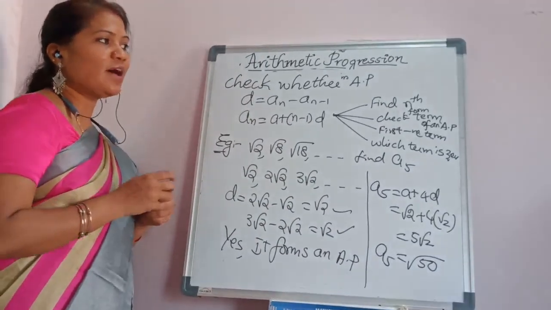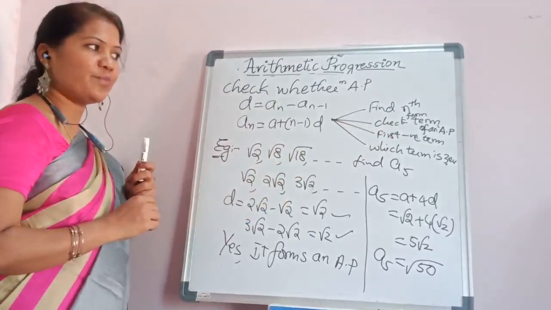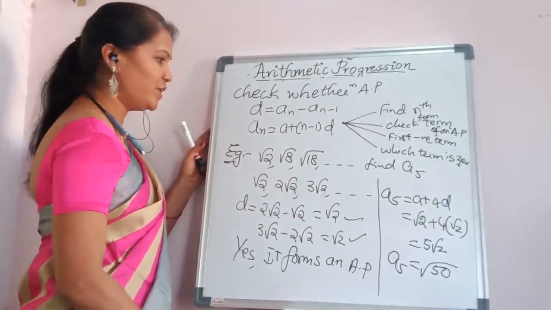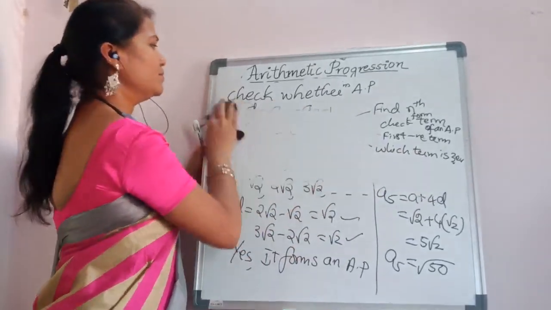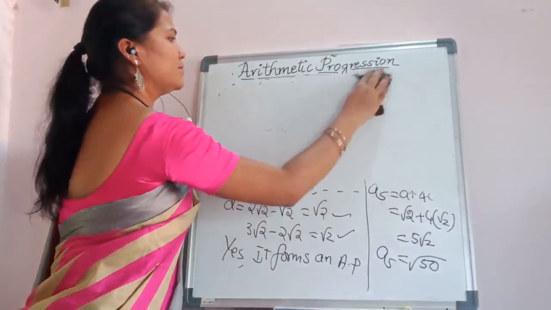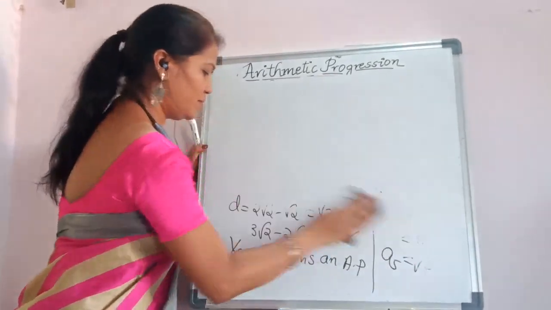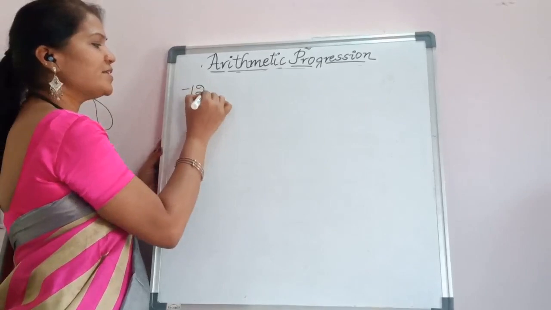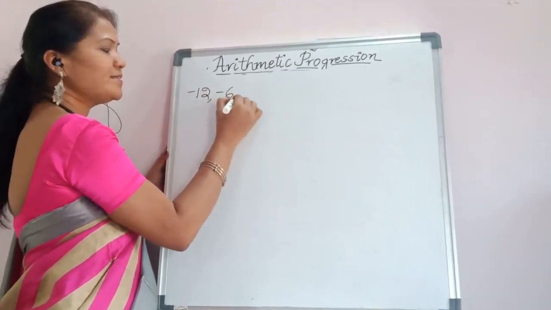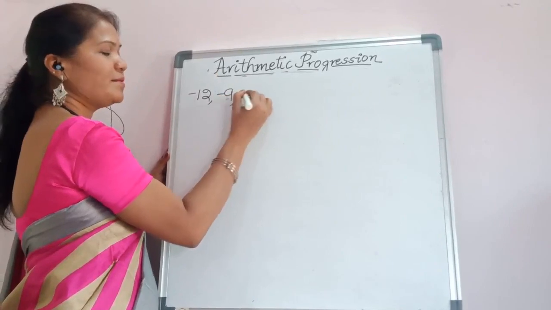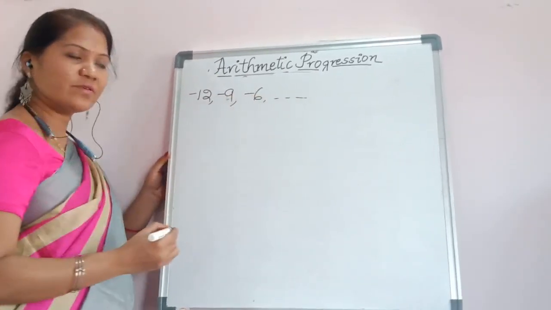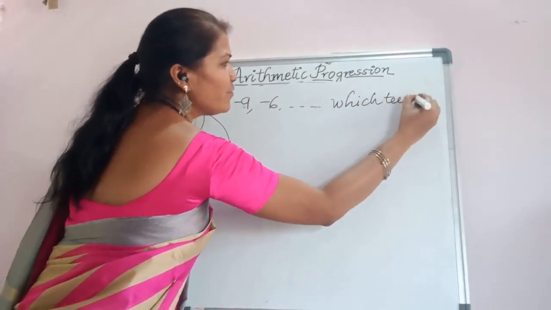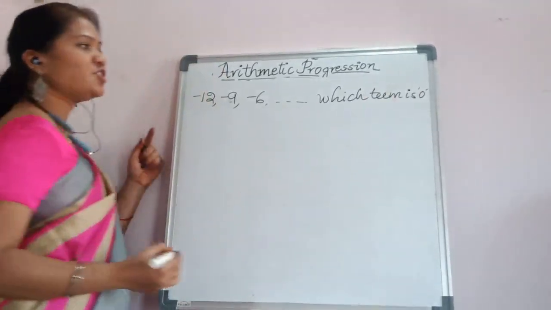Now let us take one example to check whether it forms a term of the AP or not, how to find the first negative term, and which term is 0. Let us go for that also. Let us observe this example. Minus 12, minus 9, minus 6 and so on. The question is which term is 0? Find which term is 0. I have to find out which term is 0.